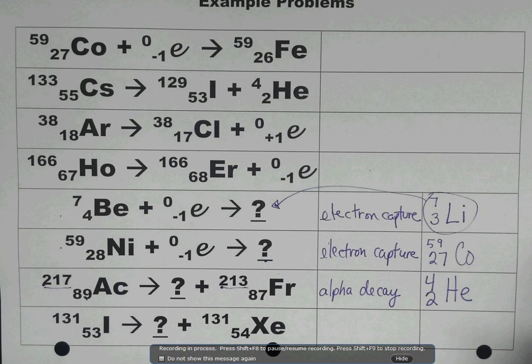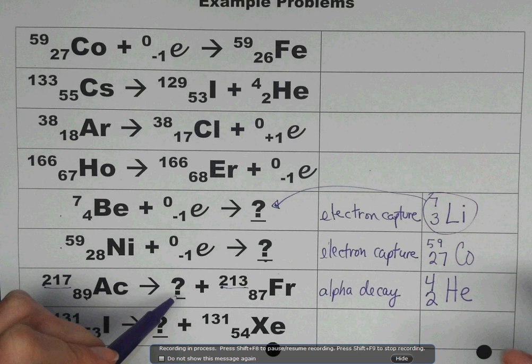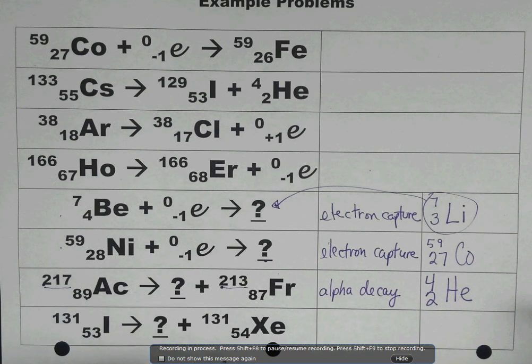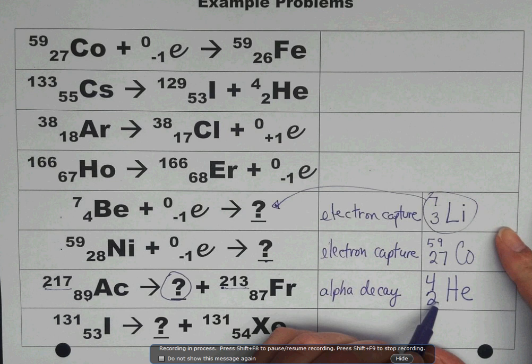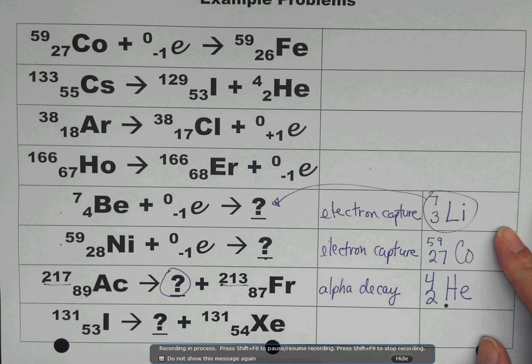So what happened in the alpha decay is that 2 protons and 2 neutrons left the nucleus of actinium and formed the alpha particle, which left, and now the element that was actinium is now francium. So the question mark here is going to be the 4,2 helium, also known as the alpha particle. All right, so that's what we're going to put in for that question mark there.